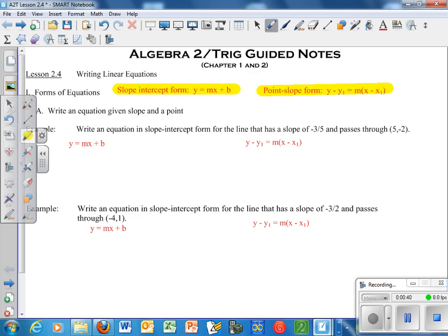I'm going to show both methods for some problems, and then I'm going to pick a method for some of the problems that we do. You can decide what you like better, what's easier for you to understand.